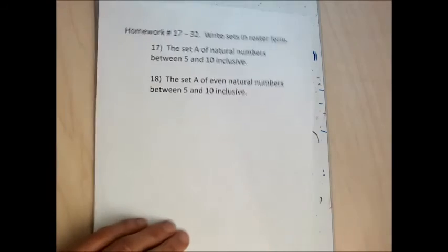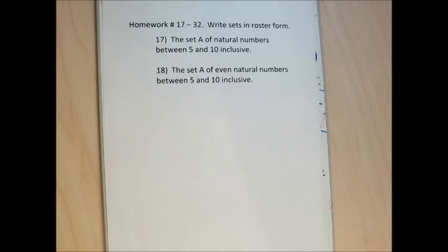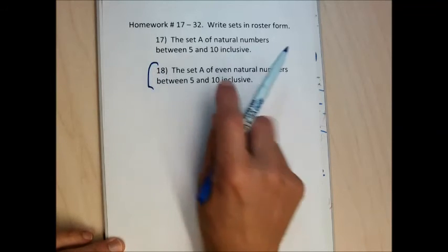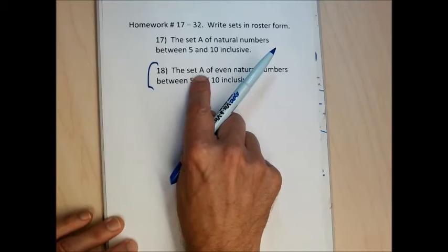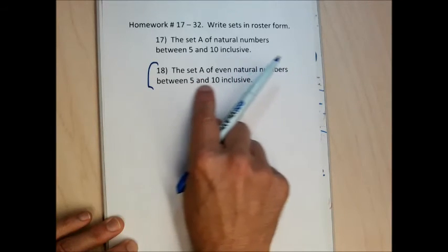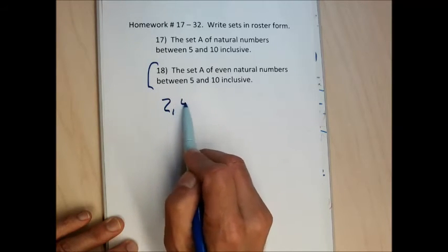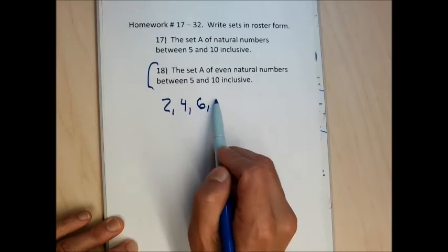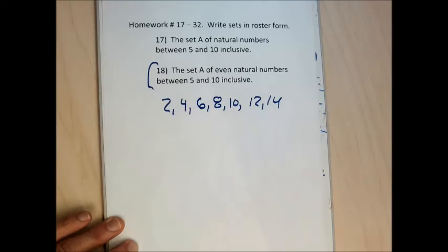All right, now a bunch of homework problems. Asked to write our sets in roster form, and I give you either word descriptions or set builder notation. So when I look at problem 18, this is a set that's described in words. So the set A of even natural numbers between 5 and 10 inclusive. Let me work on my even natural numbers. My even natural numbers are 2, 4, 6, 8, 10, 12, 14, and so forth.